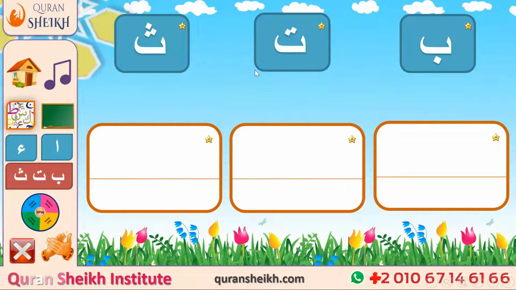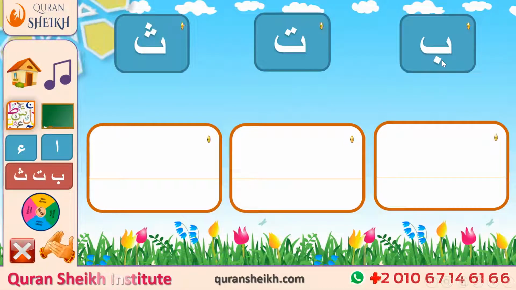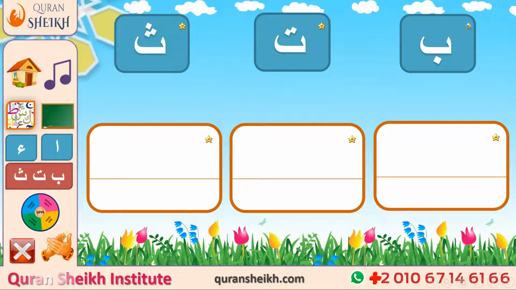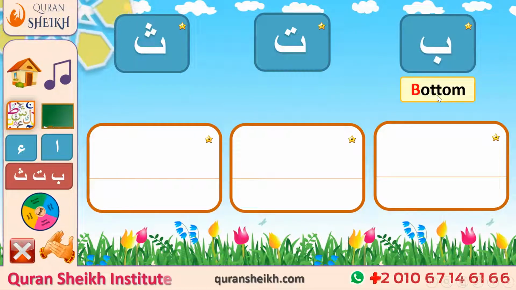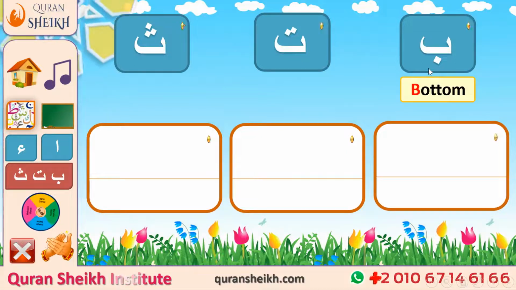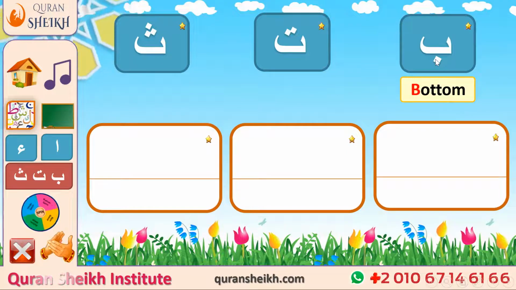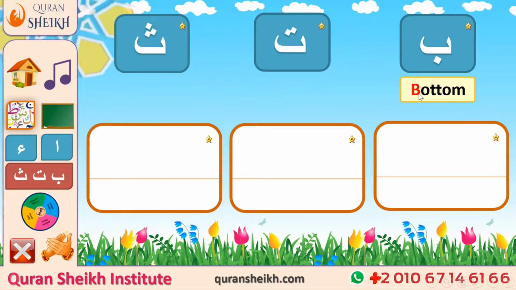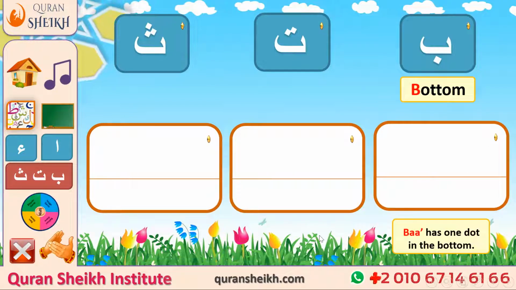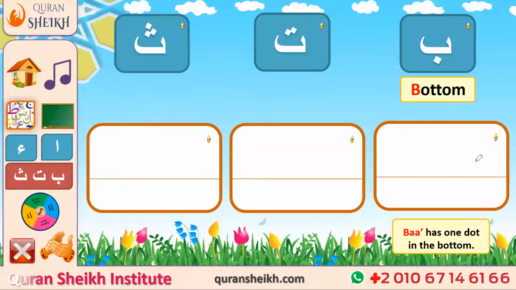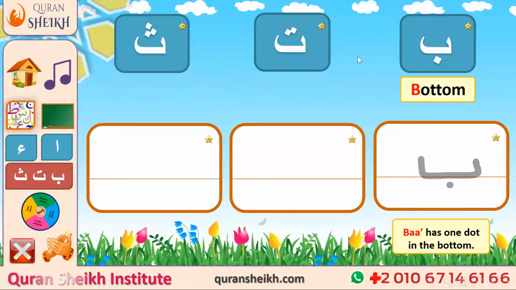Ahsant, mashallah, very good. Okay, what about the first one? This dot, is it in the bottom or in the top? Yes, the bottom. So this is Ba. Remember, Ba letter from bottom. Ba. Okay, how can we write down Ba? It's so easy. Remember, one dot in the bottom, like this. One dot in the bottom. Ahsant, mashallah.